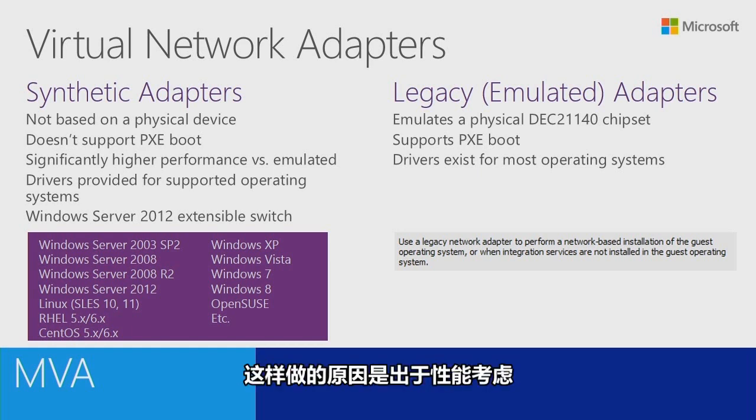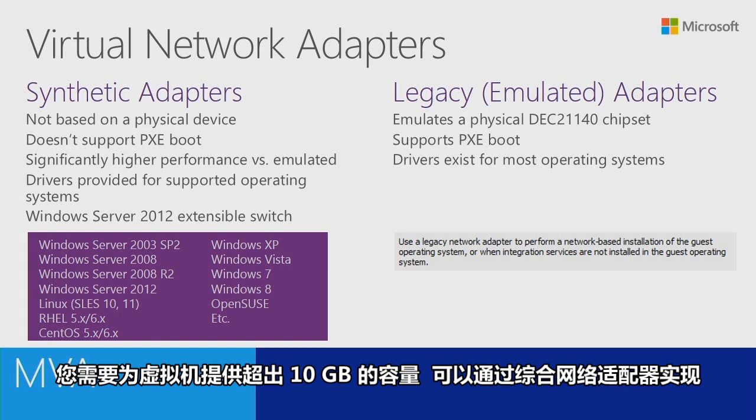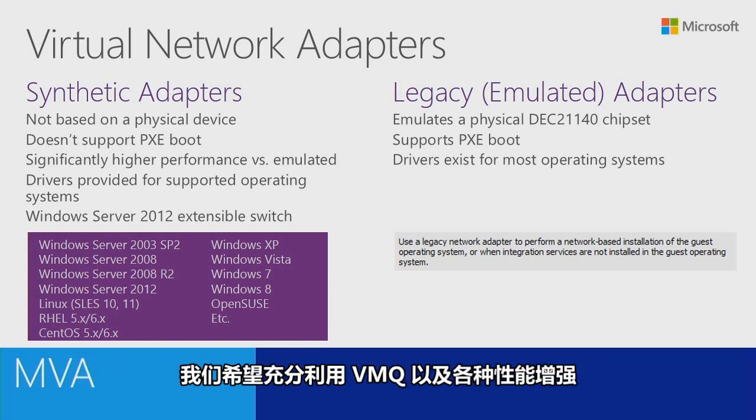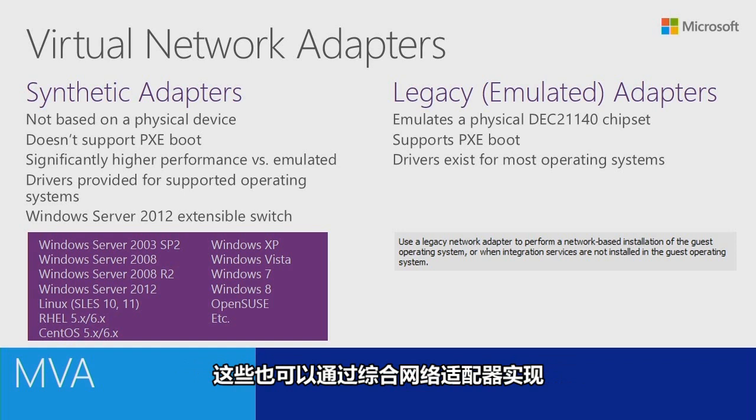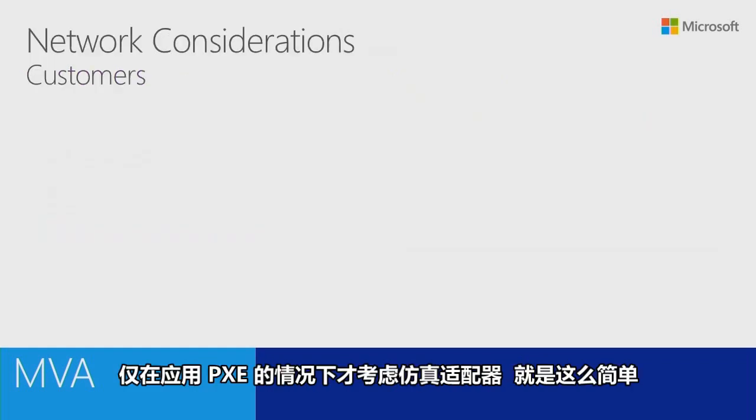The reason why is performance, performance, performance. With the synthetic network adapter, we can drive massive performance. You want to get plus 10 gigabits into a virtual machine, you're going to do it through the synthetic network adapter. You want to take advantage of VMQ and additional performance enhancements. Those are also going to happen with the synthetic network adapter. Think of the emulated as PXE only. I'm going to keep it that simple.